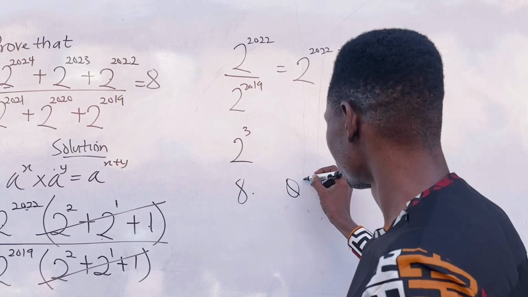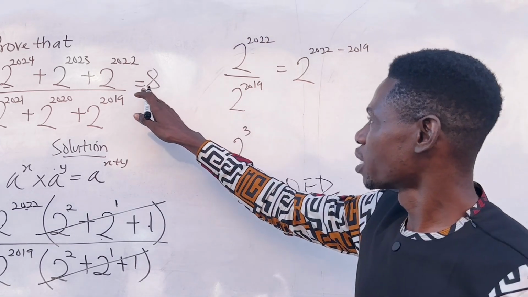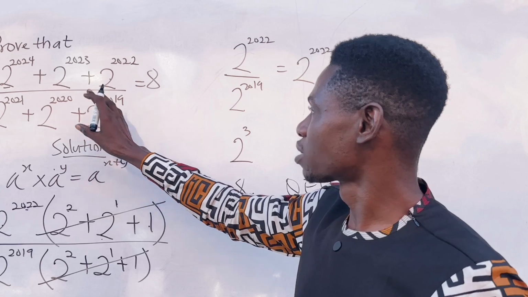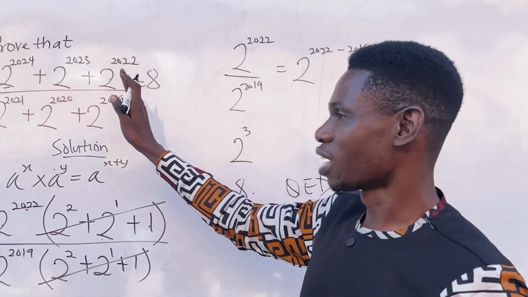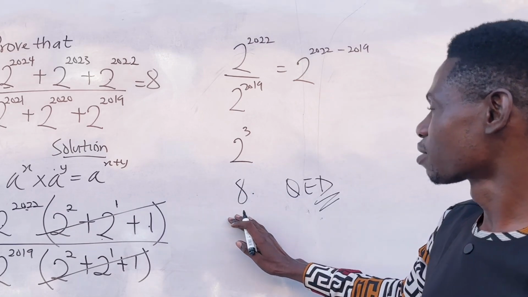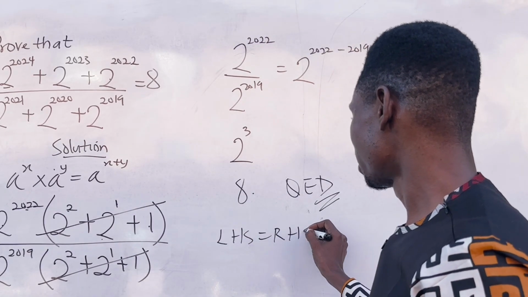So it shows that, okay, we're supposed to prove that all of this is equal to 8. And what we get when we solve the left-hand side is 8. So left-hand side is equal to right-hand side.